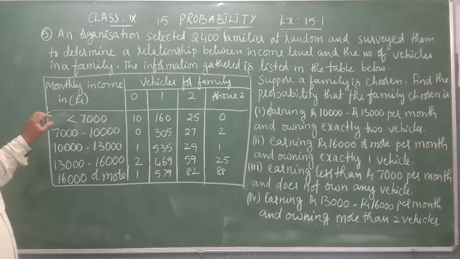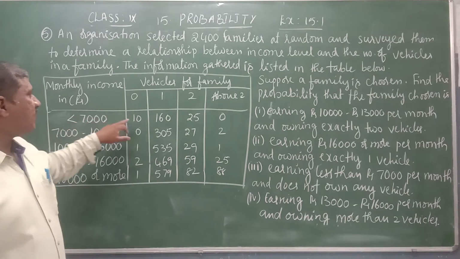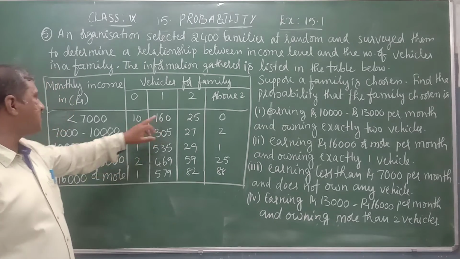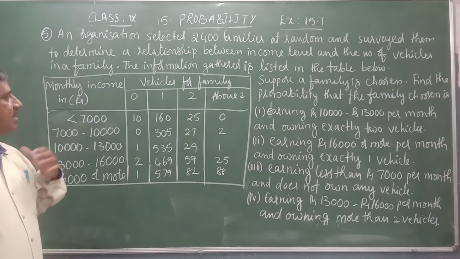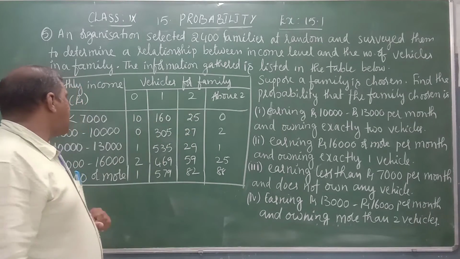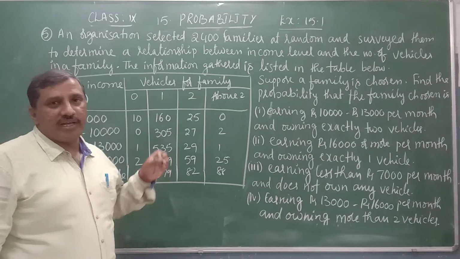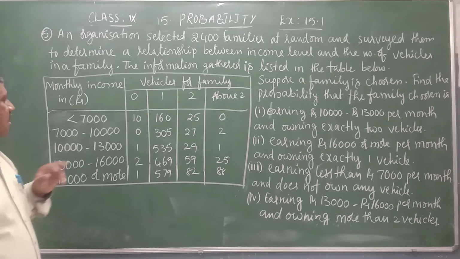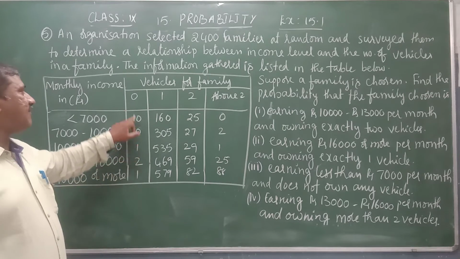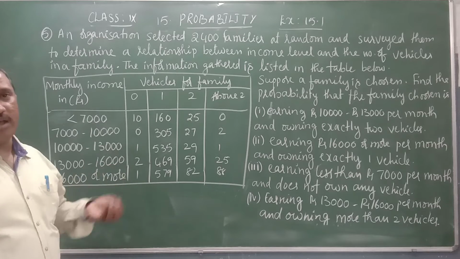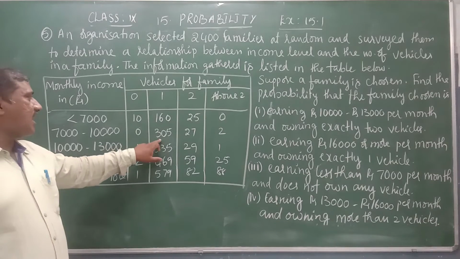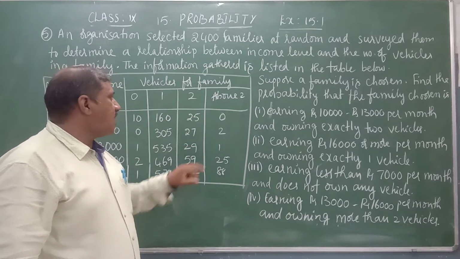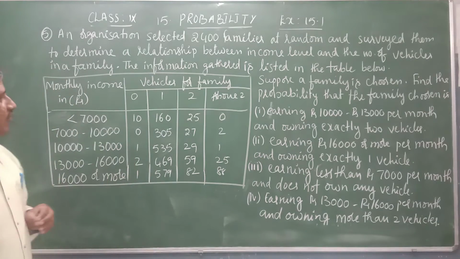For those earning less than 7,000, 10 families have no vehicle, 160 families have one vehicle, 25 families have two vehicles, and above two vehicles there is no family. Similarly, from 7,000 to 10,000, no family has zero vehicles, meaning every family has a vehicle. 305 families have one vehicle, 27 families have two vehicles, and 2 families have above 2 vehicles.